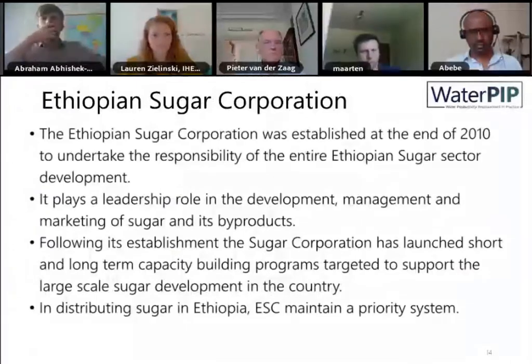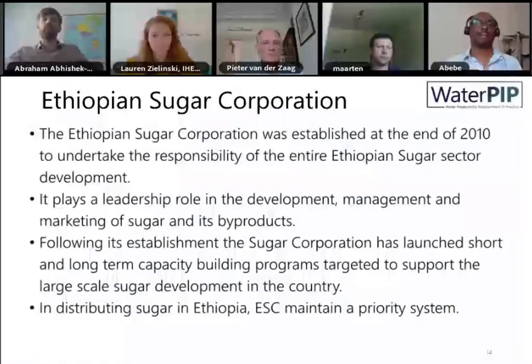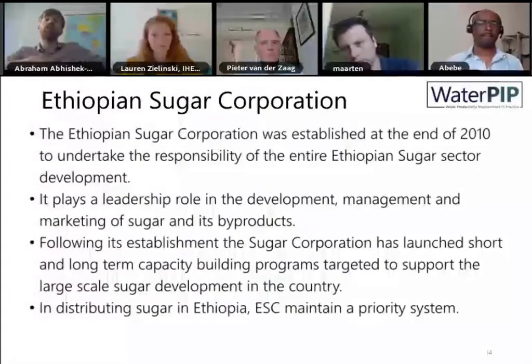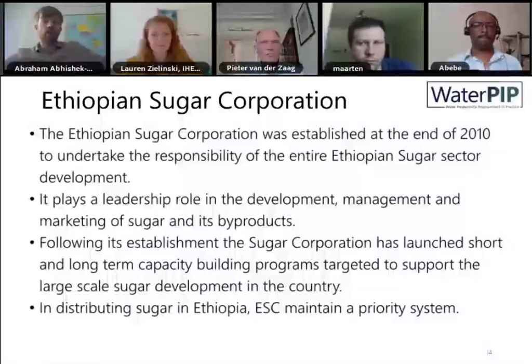Well, with regards to the Ethiopian Sugarcane Corporation, it was established in 2010. It plays a leadership role in the development, management, and marketing of sugar. So that's an important thing that I didn't mention. The corporation manages all the sugar estates, but it's also directly involved itself in the marketing of sugar and all its byproducts. So they are also the ones that are distributing sugar for consumer retail, as well as distributing sugar towards industries that need sugar.